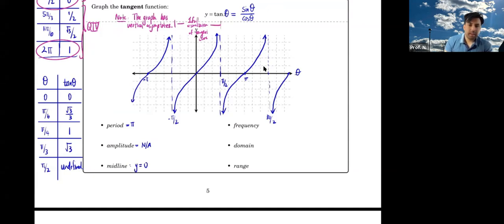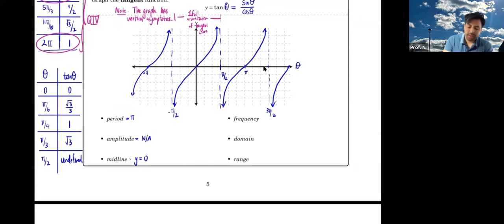The frequency, you can't really speak about the frequency because the idea of the wave is not present in this scenario. So we're not really going to speak about frequency or amplitude for tangent, but the domain we are, and the range we are. So the range is all the y values, right? And this assumes all the y values. So all real numbers, negative infinity to infinity.